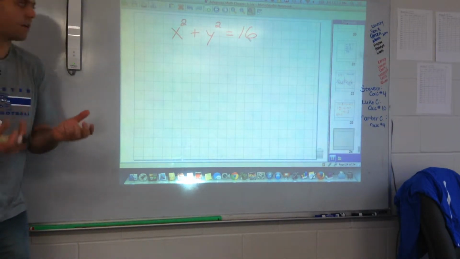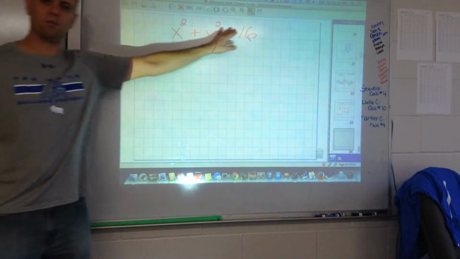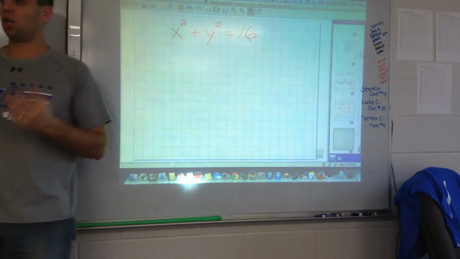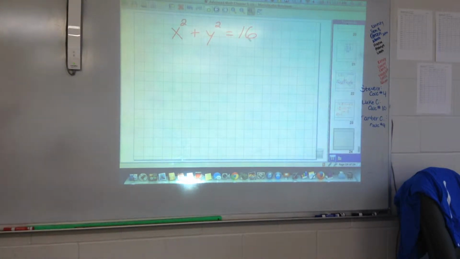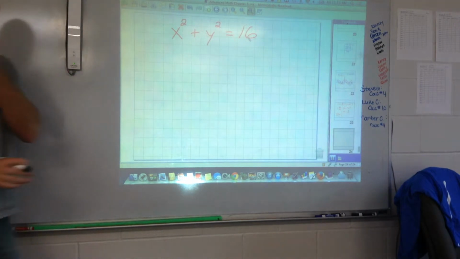We don't want to do that. Okay? I can still find the derivative of this function. And by finding the derivative of this function, I could then in turn find the instantaneous slope along the edge of the circle at any coordinate. Okay? So I'm going to do the derivative of this. I'm going to differentiate both sides with respect to x.